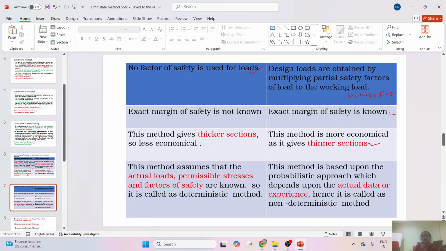This method assumes that actual load, permissible stresses and the factors of safety are known. So this method is called a deterministic method. But the limit state method is based on the probabilistic approach, which depends upon the actual data and the experience. Hence it is called a non-deterministic method.